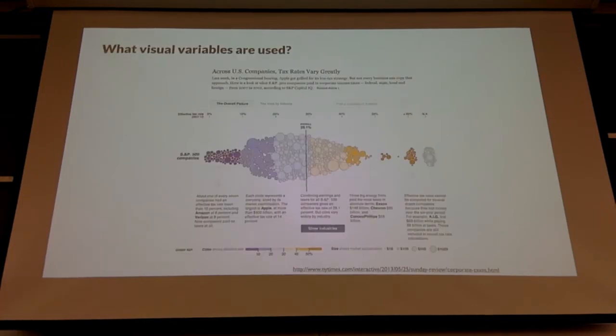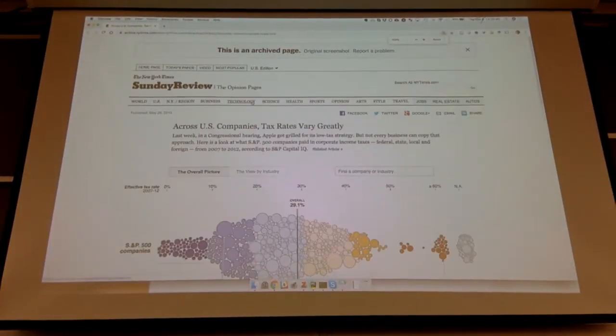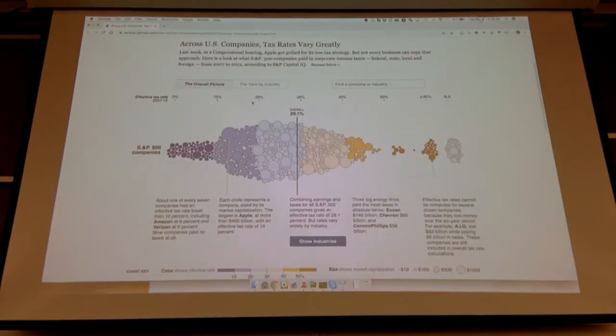So let's take a look at this chart here. What are the visual variables that I'm using here? The data is the size of the companies, or let's say the value of the companies, and how much tax they paid, their tax rate. And we give those data types, and there's another data type which is industry. And so how are those different things encoded? Color encodes what? The tax rate, yes. Is this a unique encoding?